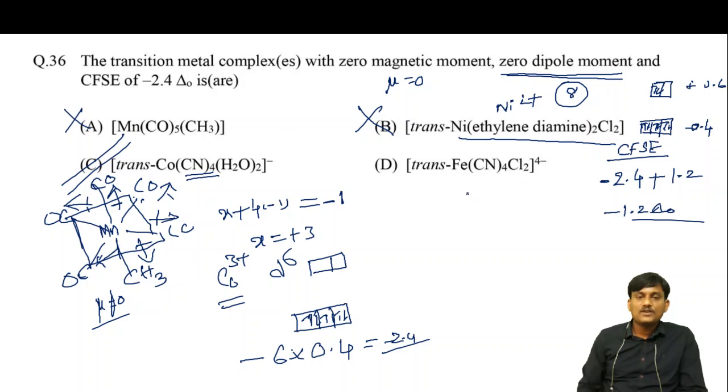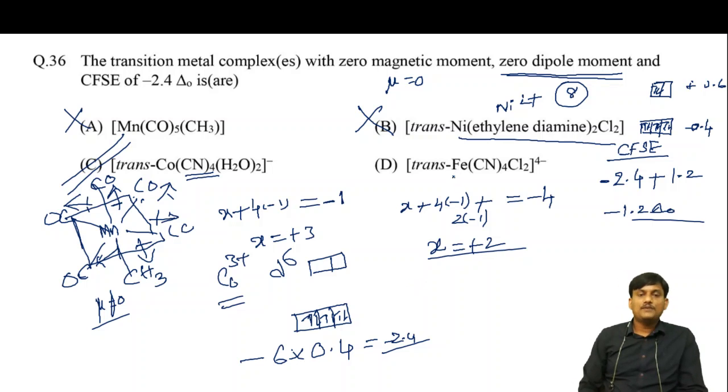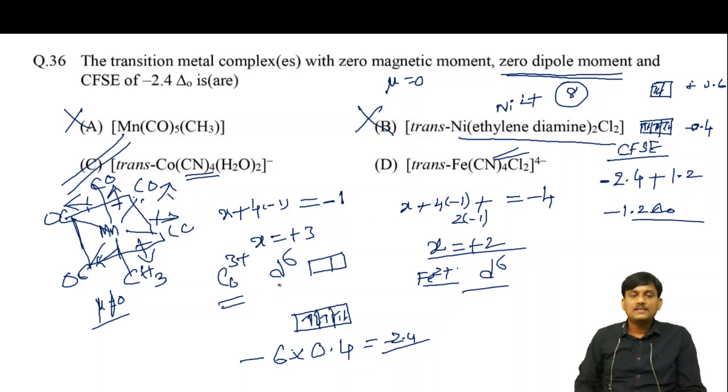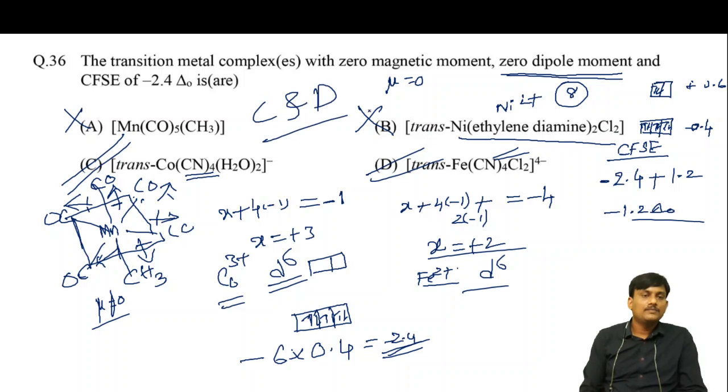If you take this one, what is the oxidation state? The total charge is minus 4, x, and for 4 into minus 1 for CN minus, and 2 into minus 1. So the oxidation state is plus 2. If you take Fe2 plus, what is the electronic configuration? Again d6. These are strong field ligands, so low spin complexes. For d6, what is the CFSE? Minus 2.4. This one also is correct. So what is the answer? C and D are the correct options.